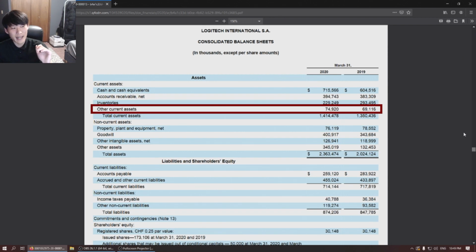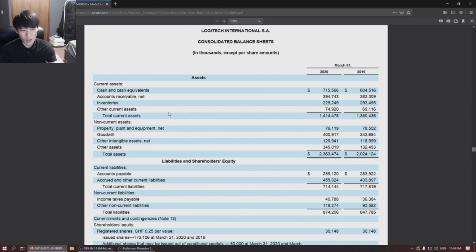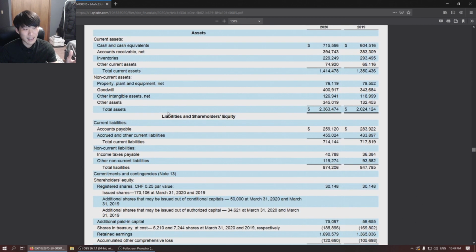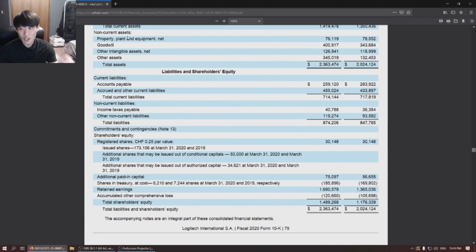That is the first section of assets, which is current assets, typically things that can be converted into cash within the next 12 months. The next line here, as we scroll down, is non-current assets.